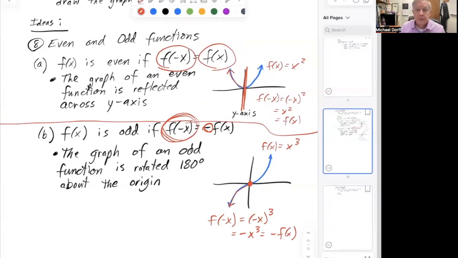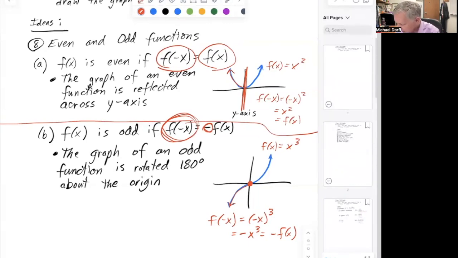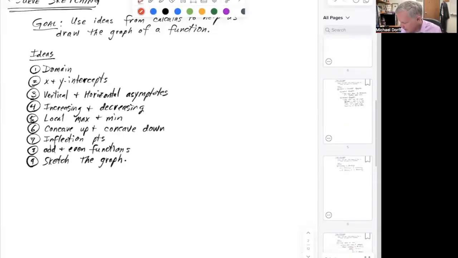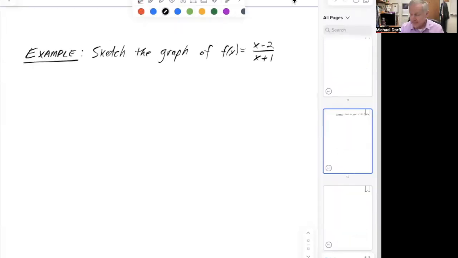All right. So those demonstrate all the ideas that we had at the very beginning here. We look at the domain of the function, the x and y intercepts, vertical and horizontal asymptotes, where it's increasing, decreasing, local max and mins, concave up, concave down, inflection points, and odd and even functions. All right, let's look at a specific example of using those 8 ideas in order to sketch the graph of this function.